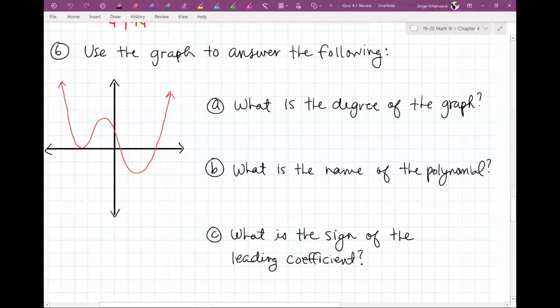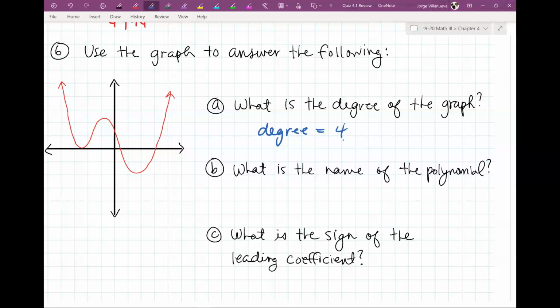So it goes down and then up, so that's one direction change. Then back down, that's 2 direction changes. Then back up, that's 3 direction changes. So since it changes directions 3 times, then just add 1, and you're going to say degree of 4. So the number of direction changes plus 1. That's how you figure out the degree. Okay, the number of direction changes plus 1.